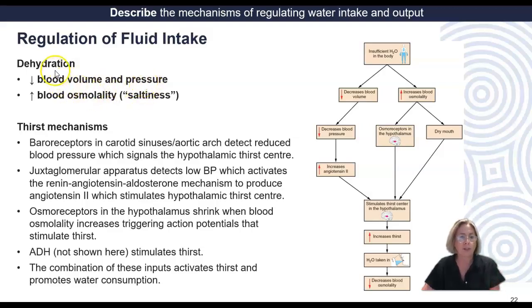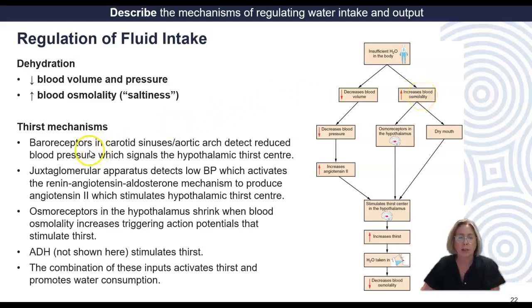At the same time, the decrease in the water content will increase the blood osmolality, so it becomes more salty, sodium chloride, right, relative to the volume in the extracellular fluid or the plasma. All right, so the thirst mechanisms. We've got here insufficient water in the body. It's going to decrease blood volume. It's going to increase blood osmolality.